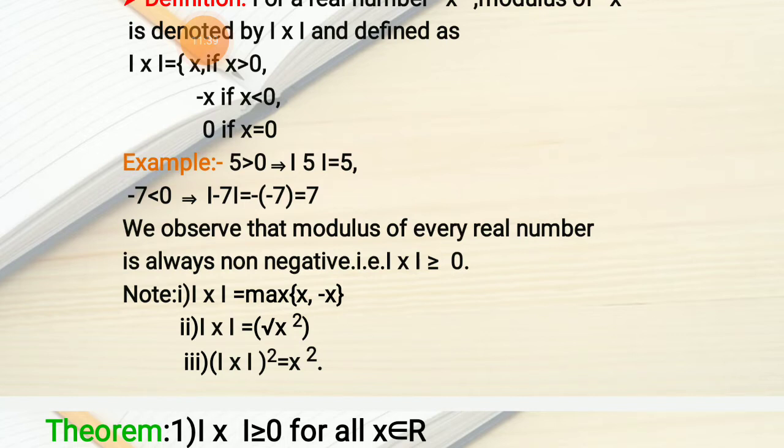We may observe mod x equal to maximum of x comma minus x, because if you take mod minus 10, which is maximum of minus 10 comma minus of minus 10, maximum of minus 10 comma 10, which is 10. Mod x is also taken as root x square, because the root of a number is always taken positive. Mod x whole square is x square, which is obtained from mod x equal to root x square. When you square both sides of mod x equal to root x square, you will get mod x whole square equal to x square.